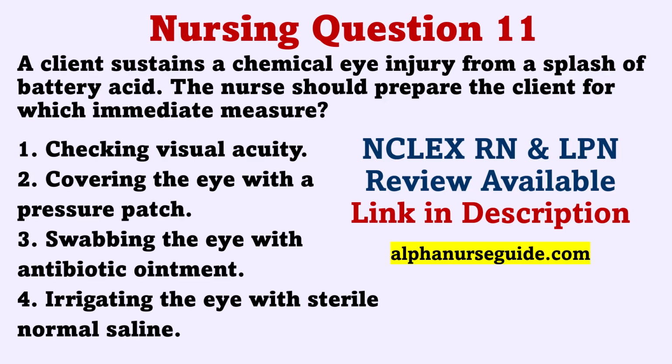The correct answer is 4. Irrigating the eye with sterile normal saline. Emergency care after a chemical burn to the eye includes irrigating the eye immediately with sterile normal saline or ocular irrigating solution. The irrigation should be maintained for at least 10 minutes. After this emergency treatment, visual acuity is assessed. Options 2 and 3 are not immediate measures.